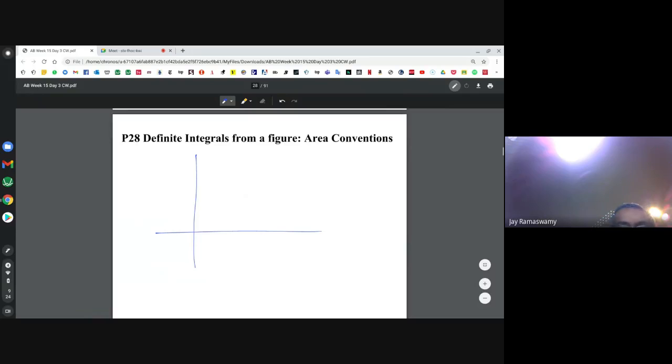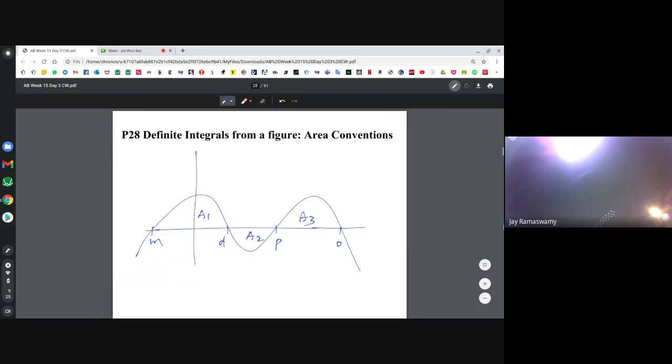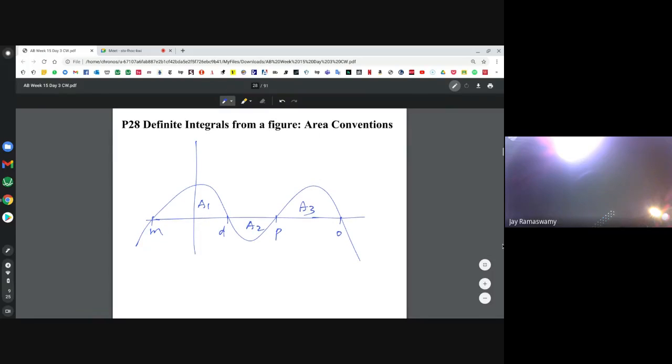Sorry about that. So draw a figure like this, say. Let's call this area 1, this is area 2, this is area 3. This is monkey, donkey, panther, and say orangutan. So we're going to do definite integrals from a figure. Remember that it basically gives you the area between the curve and the x-axis.